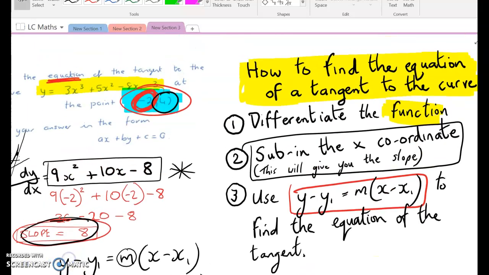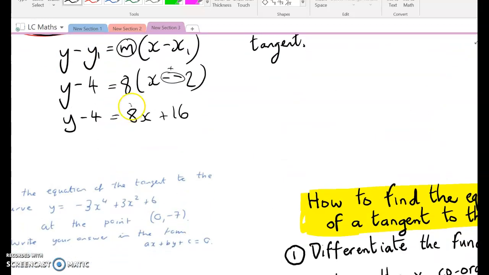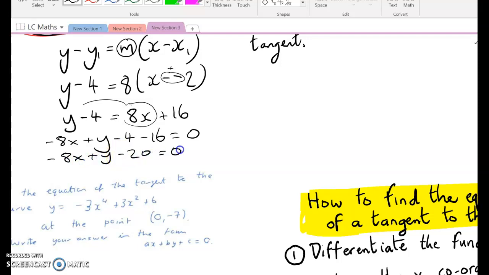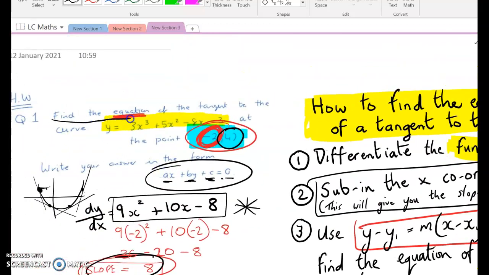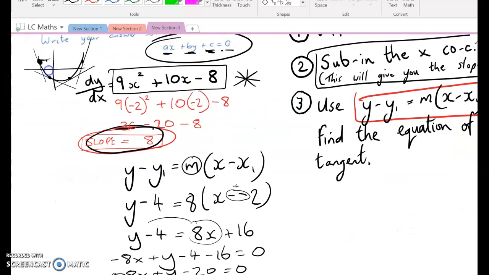Now get it in a particular order. It wants it where it's the x bit first, followed by the y bit, followed by the number equals 0. So we need to move this 8x over here. It'll become a minus 8x. Bring that 16 over as well. It changes to a minus 16. Minus 20. Still not quite. We don't want a minus in front of that x. That should be a positive. So we change that, but everything else changes as well. And there is the equation of the tangent to the curve. That's it, done there.